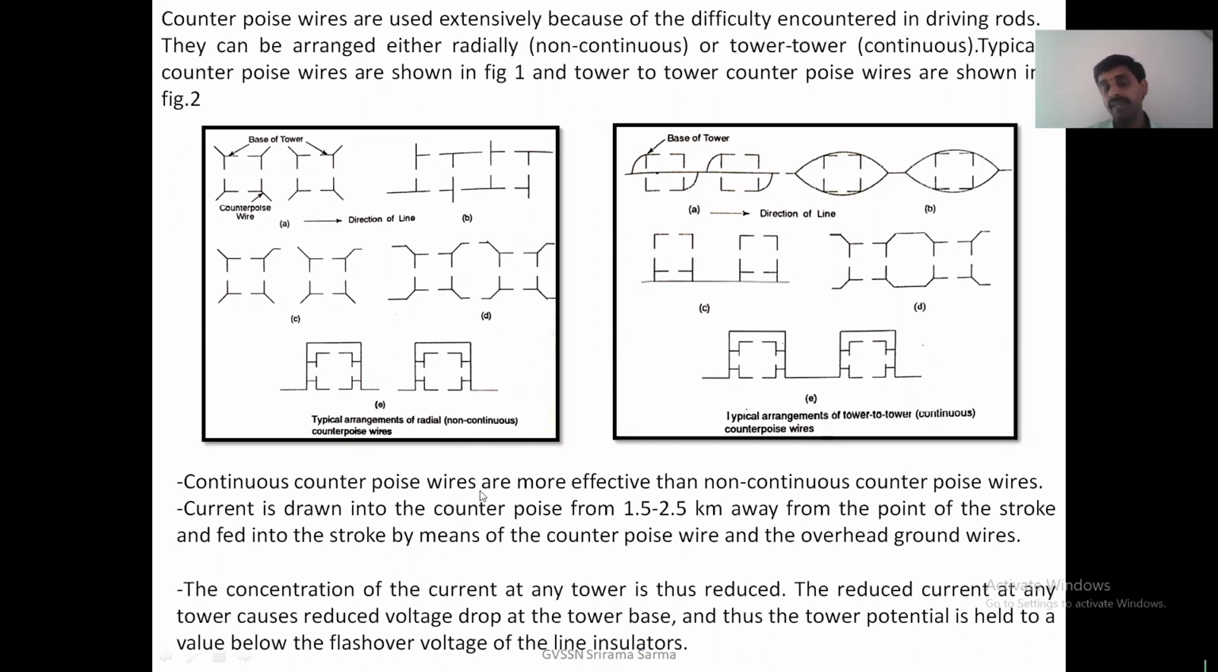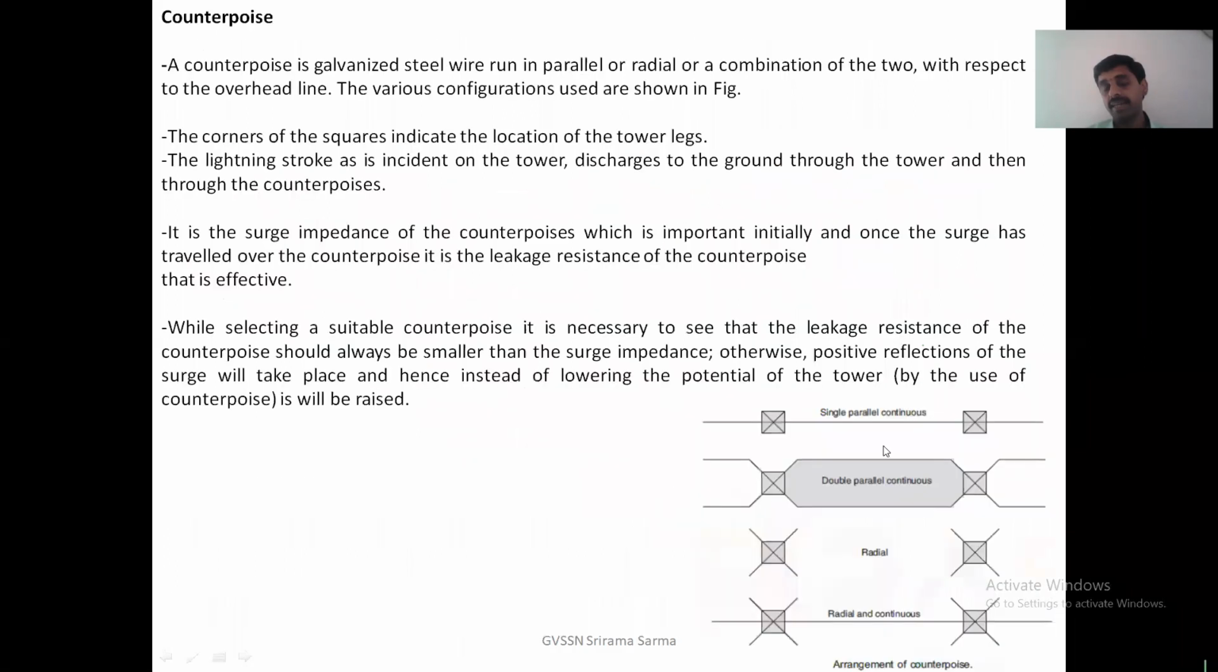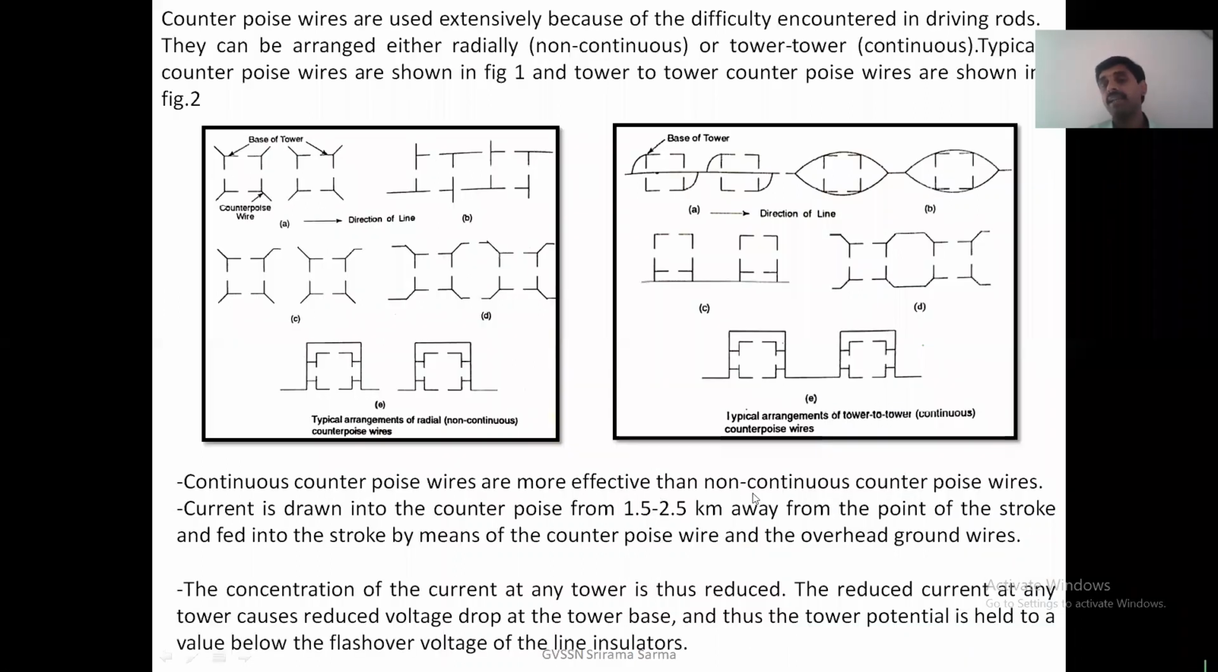Continuous counterpoise wires, as you have seen in the previous slide, these are continuous counterpoise, these are radial. Continuous counterpoise wires are more effective than non-continuous counterpoise wires. Current is drawn into the counterpoise from 1.5 to 2.5 kilometers away from the point of stroke. That is very effective. From the point of stroke, 1.5 kilometers away, the stroke will be discharged and travel on the ground, fed by means of the overhead counterpoise wire.